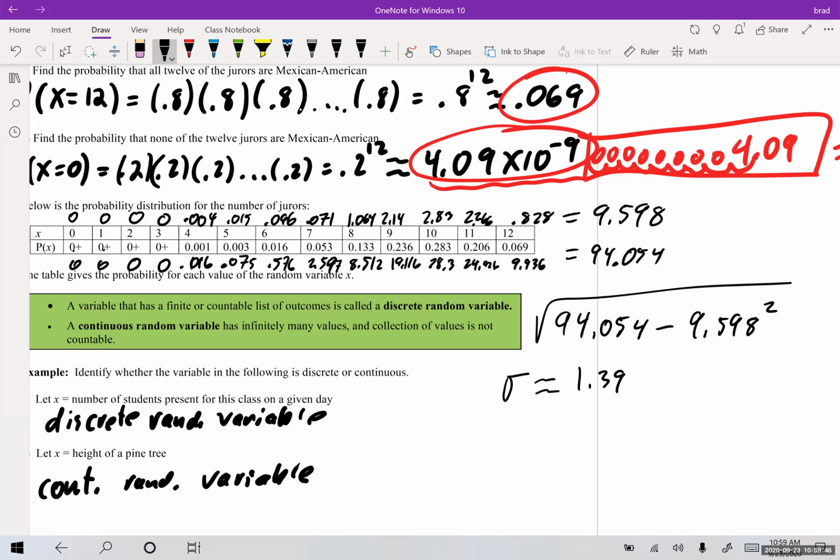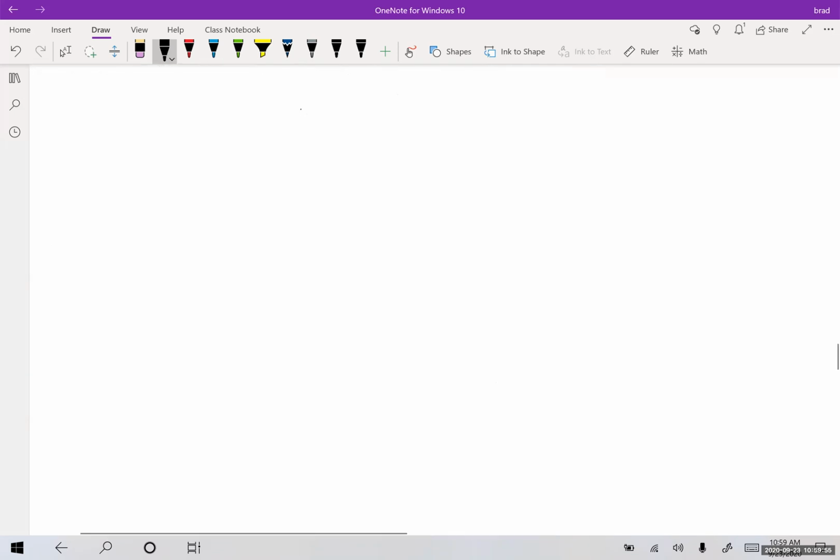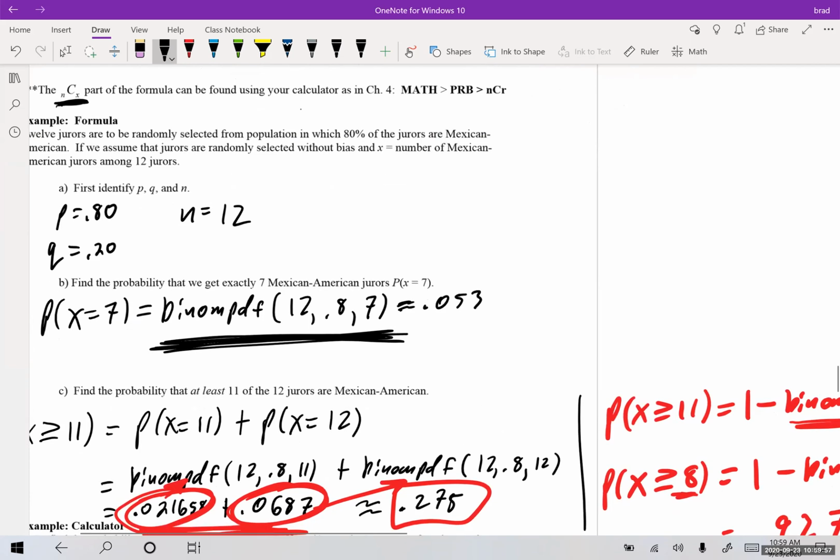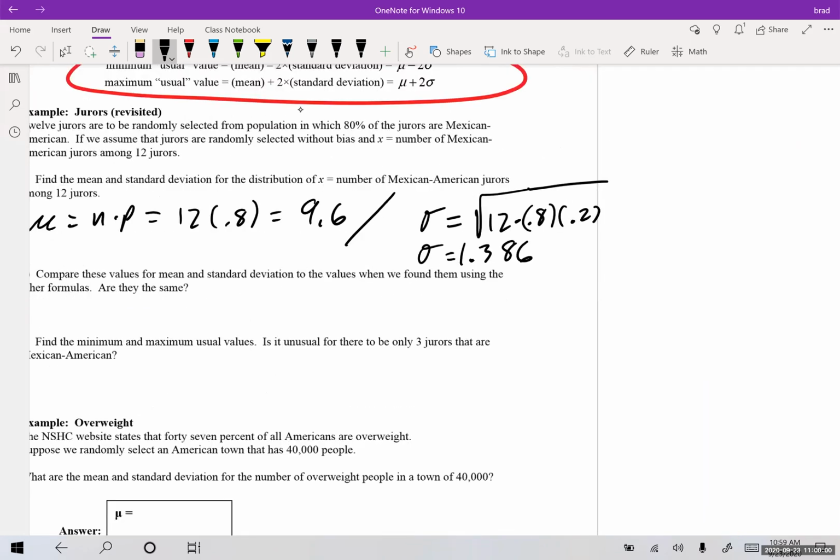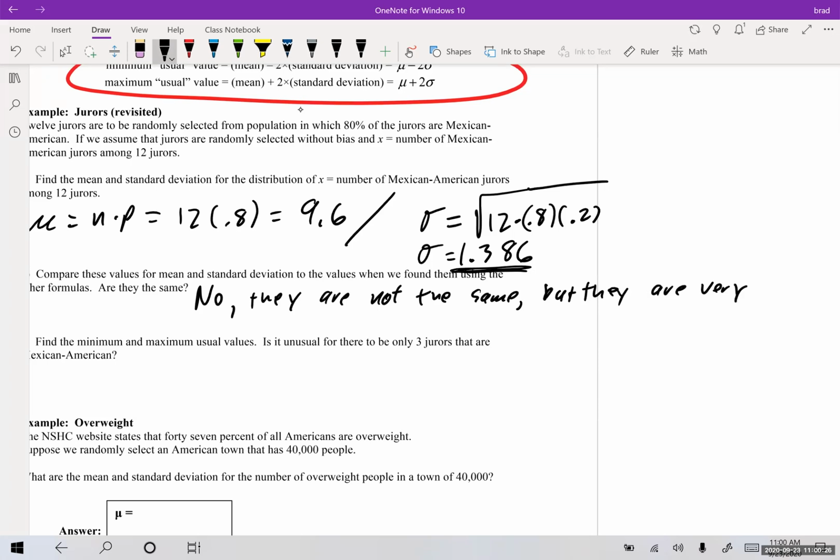So when we compare that to our standard deviation way over here, we compare that to our standard deviation right here, I get 1.386. They're pretty close. Are they the same? No, they are not the same, but that could be due to rounding error. But they are very close.